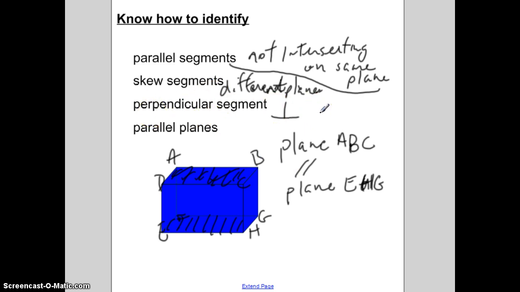Perpendicular segments, for example: segment AB is perpendicular, make sure you put the segment symbol. AB is perpendicular to BG, for example. There's lots of examples on there.